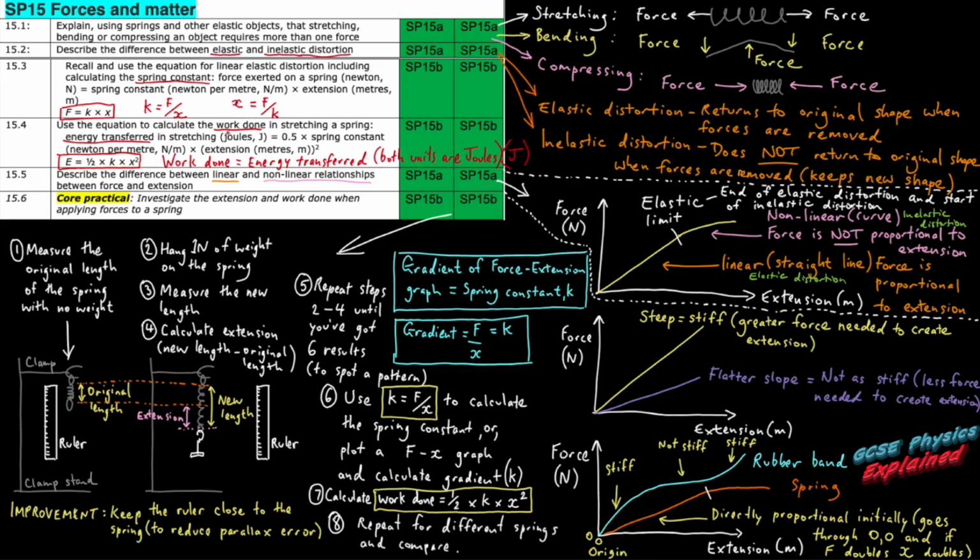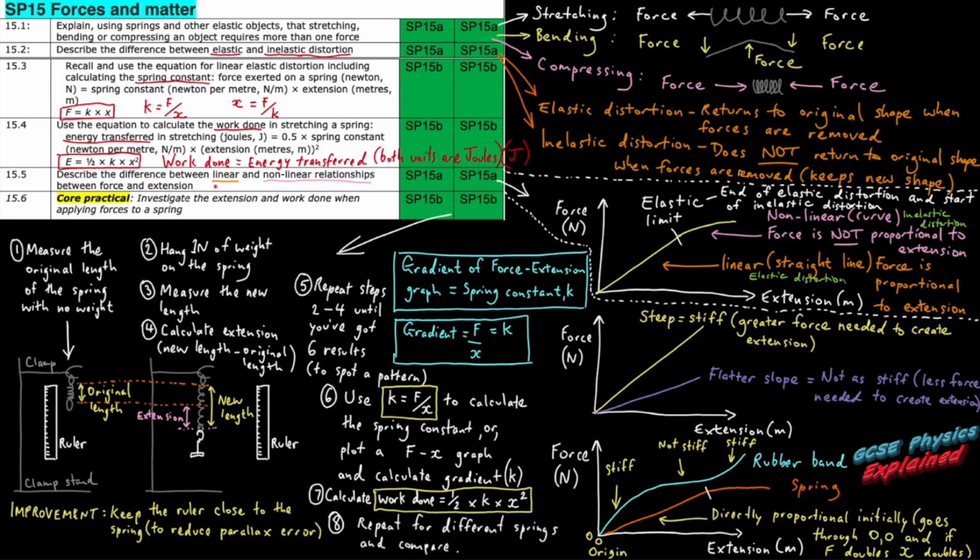Use the equation to calculate work done. Well, remember, work done is energy transferred. Both units are in joules. So you'll notice the equation here says energy rather than work done, but it's the same thing. So to work out how much work or energy you've transferred on a spring by stretching it, you do a half times the spring constant times the extension squared.